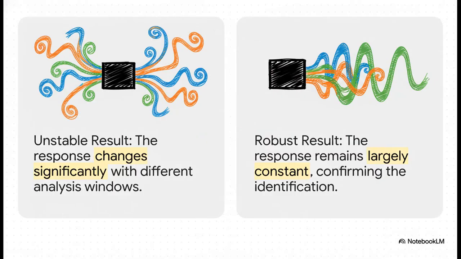To check for reliability, we do what's called a robustness check. The CPSD function uses a parameter called a window. You can think of it like changing the lens on a camera. Different lenses give you different perspectives.